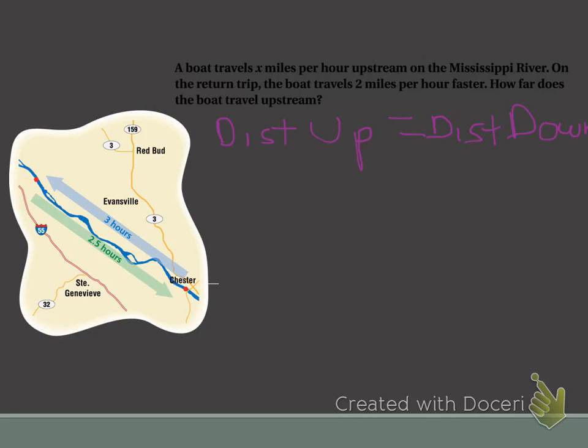Okay, it says that the distance upstream is going to be rate times time. Upstream took 3 hours, and our rate is x. And now that's going to be equal to our 2.5, our rate downstream, 2.5, times x plus 2, because it was 2 miles faster. Because you got to remember, distance equals rate times time. Our rate is x, return the downstream is going to be x plus 2. Upstream, the rate is x.